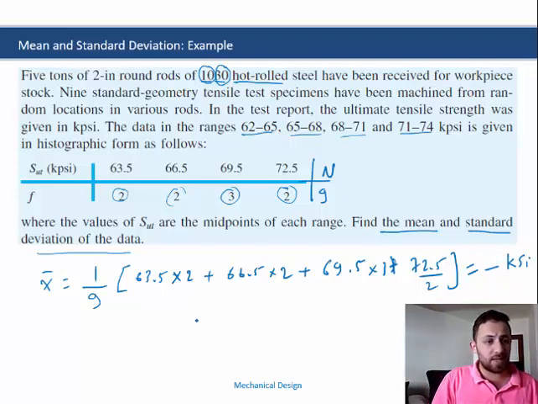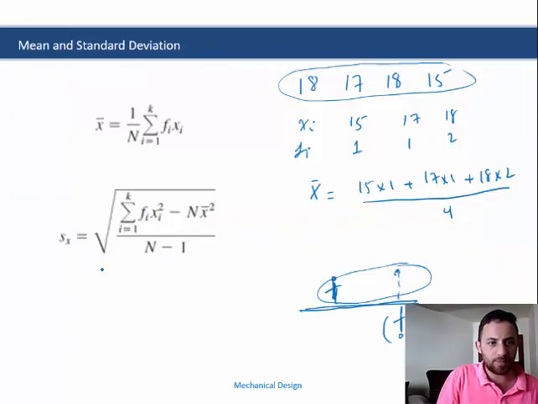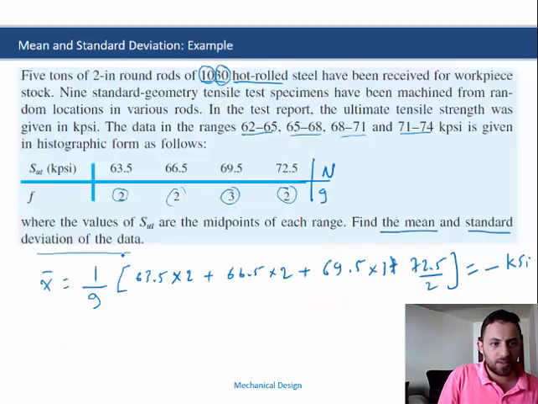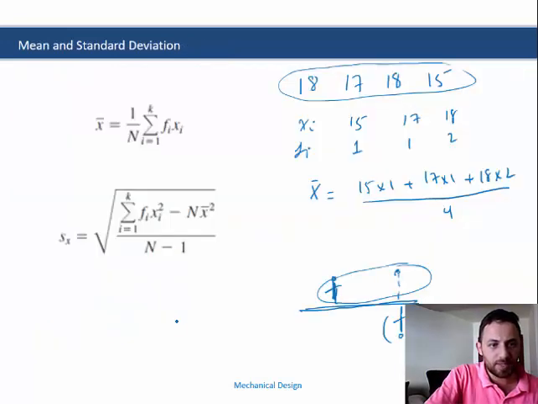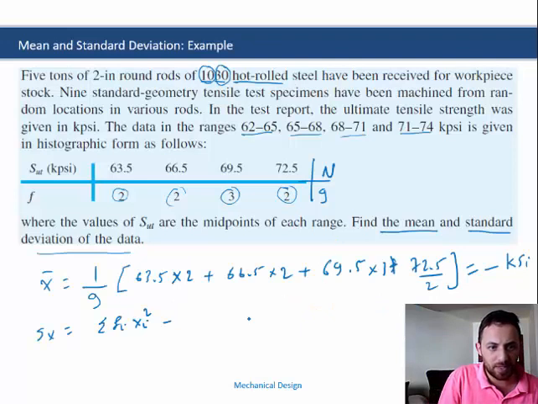Now we want to determine the standard deviation of the data. You can use this formula: the summation of fi xi squared minus n times the mean squared, over n minus 1, all under a radical.